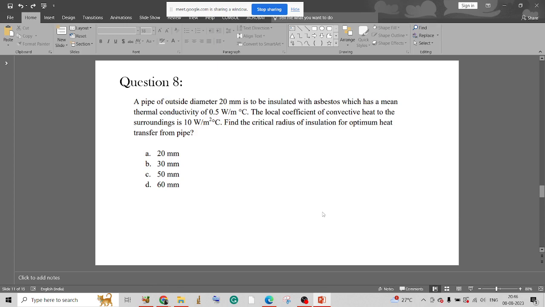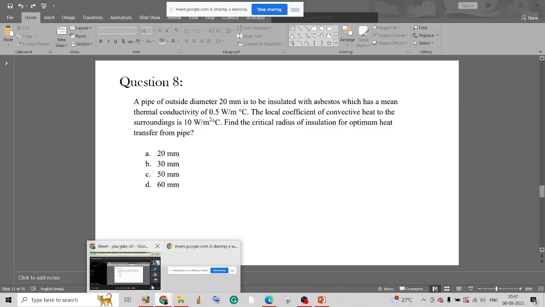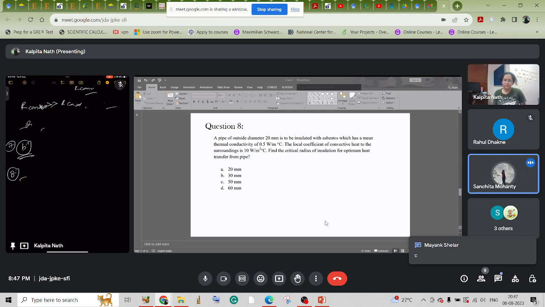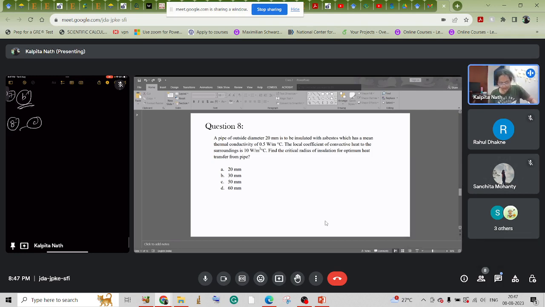A pipe of outside radius 20 mm is to be insulated with asbestos, which has a mean thermal conductivity of 0.5 W/m°C. The local coefficient of convective heat transfer to the surroundings, that is the heat transfer coefficient, is given as 10 W/m²°C. Find the critical radius of insulation for optimum heat transfer from the pipe. What will be the critical radius of insulation? This is a relatively simple question. It will just require 20 seconds to solve. Tell me what the option will be. Option C. So this is option C. Then next question.